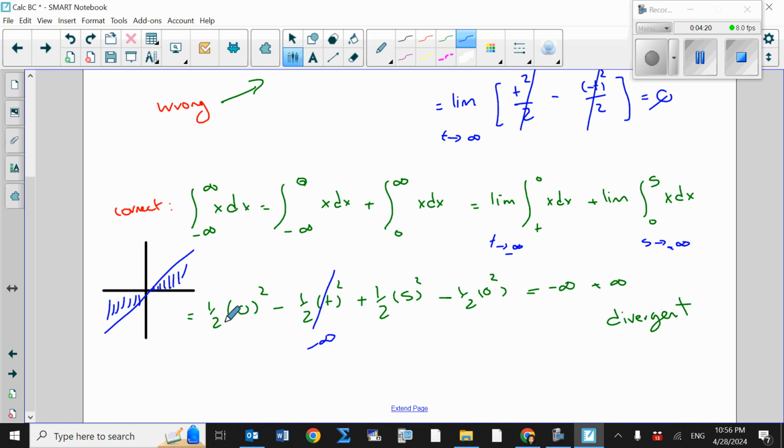In this case, they go to the next step here. This part is going to be equal to negative infinity, basically, and the other one is positive infinity, and that's actually divergent.